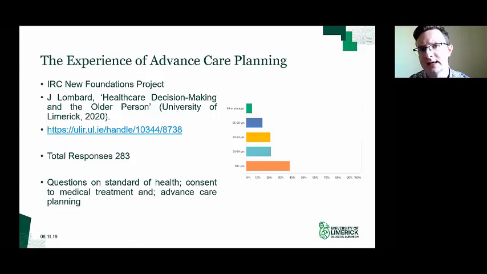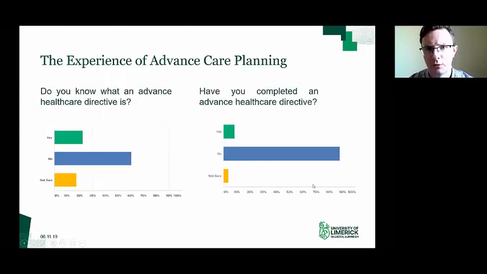Some people thought they had an advanced healthcare directive, whereas what they actually had was a power of attorney instead. The next question was, have you completed an advanced healthcare directive? We knew that a relatively small number of people would have completed it. 88% of respondents had not completed an advanced healthcare directive, about 3% were not sure, and 8% had completed one. Again, the above proviso continues to apply, and it would appear that several of these respondents may have completed a power of attorney instead of an advanced healthcare directive.